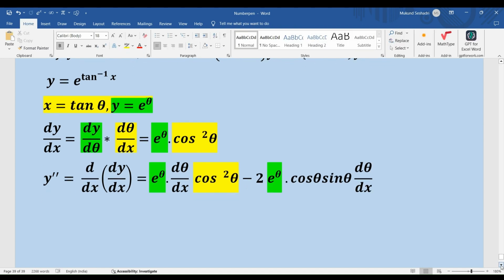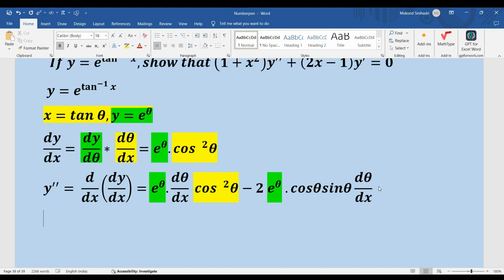So I have my y double dashed as well, right? Now it's in terms of d theta by dx, right? And where do I go for my d theta by dx? My d theta by dx is nothing but cos square theta. And how do I get it? I get it from my previous step, right? Because I have x equals tan theta, I differentiate on either side. My d theta by dx becomes equal to 1 by secant square theta, which is nothing but cos square theta, right? So let me go to the next step.